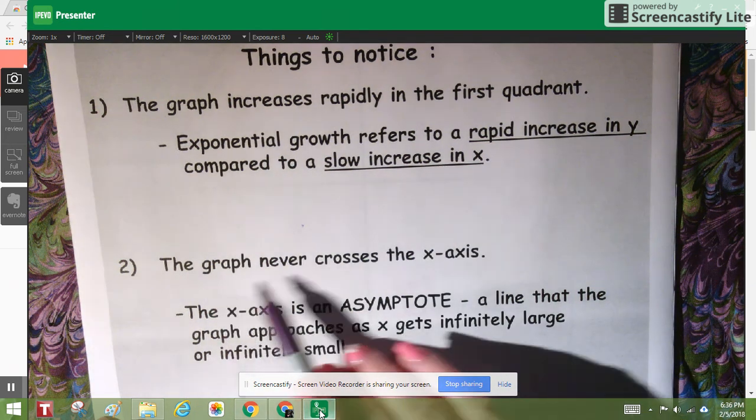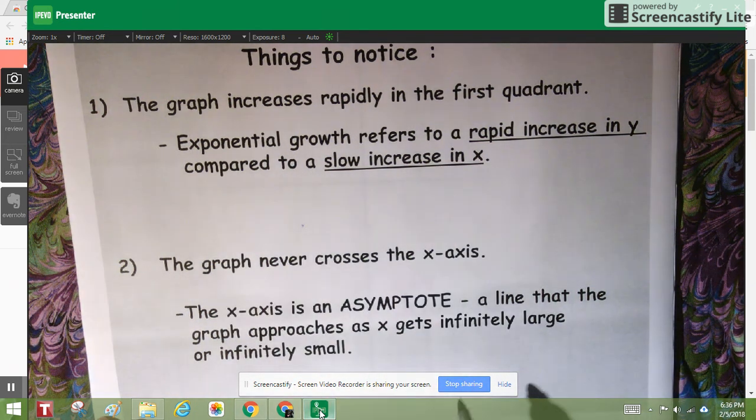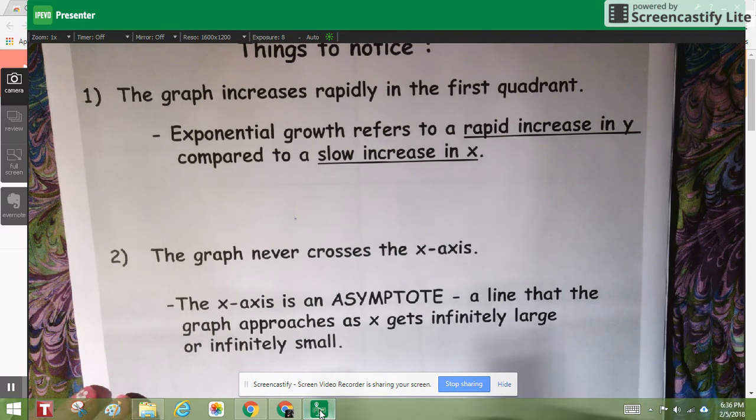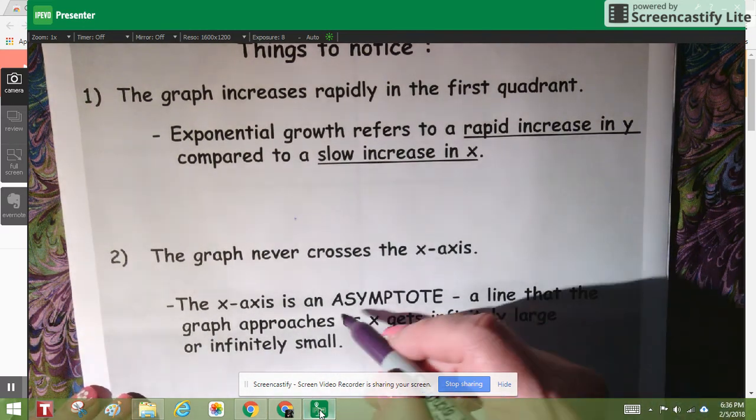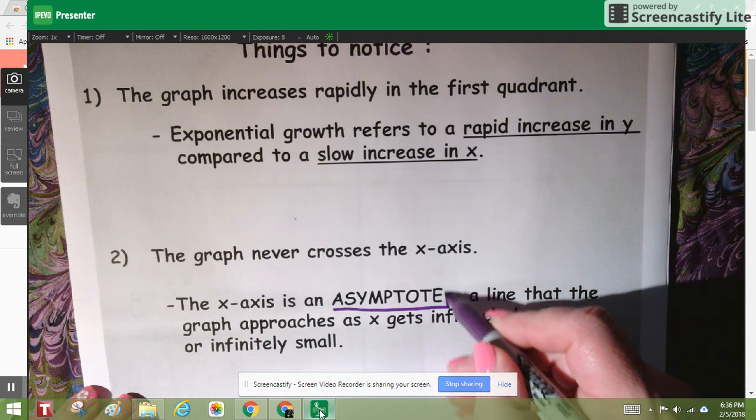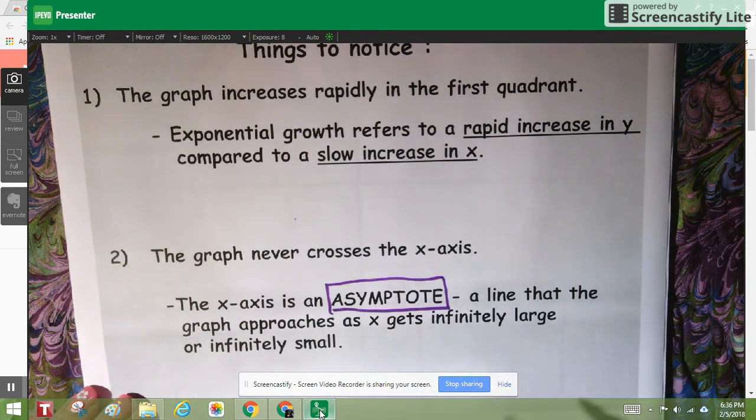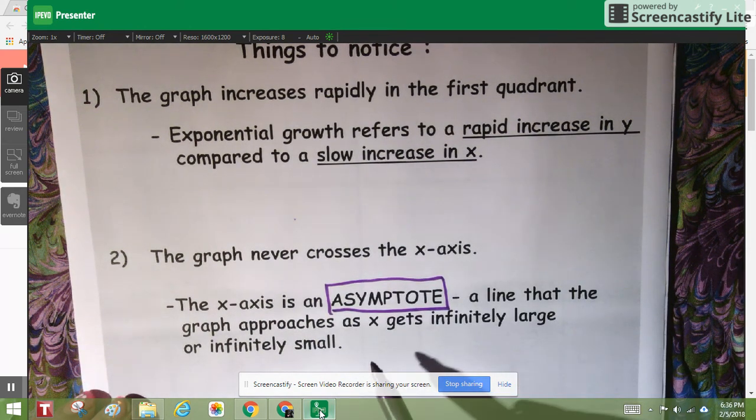The graph never crosses the x-axis, and we actually have a name for that. The x-axis in this case is what we're going to call the asymptote. And the asymptote is nothing more than a line that the graph approaches as x gets infinitely large or infinitely small. And you'll see these asymptotes on more of the graphs.